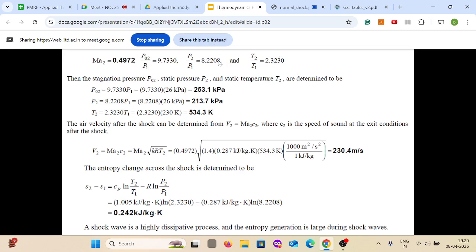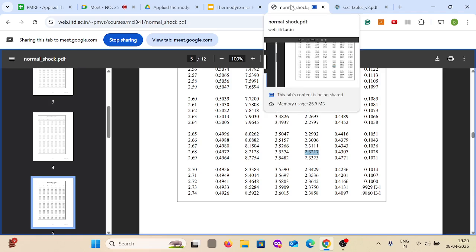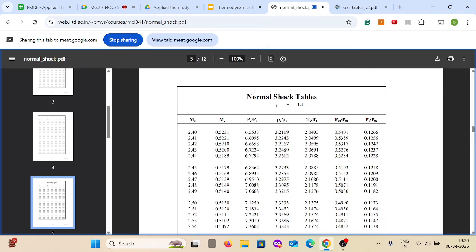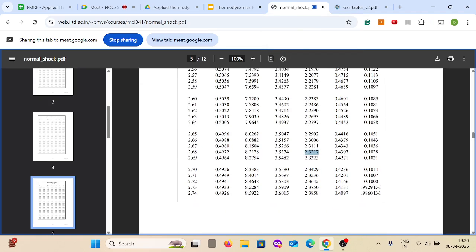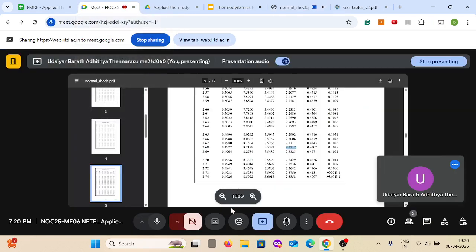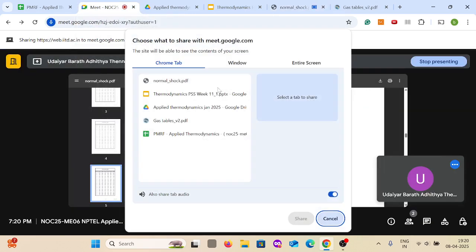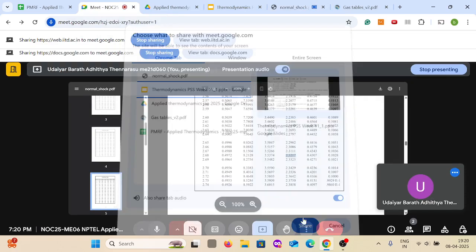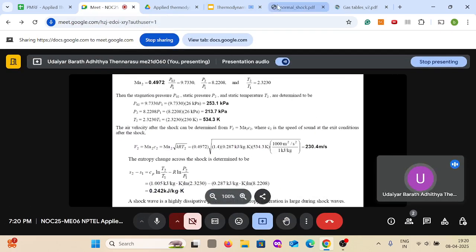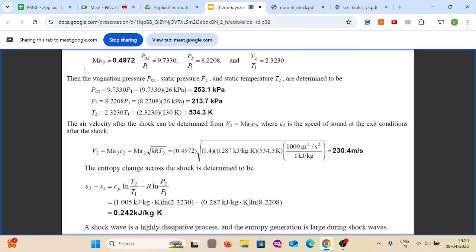So that's how we say, and then P0 by 2 by P1, that is here P1 by P0 is 0.1028. So this is a reciprocal of that. That's what is given here. So Mach number downstream is 0.4972, and then P naught 2 by P1 is 9.7330, and P2 by P1 is 8.2208, and T2 by T1 is 2.323.